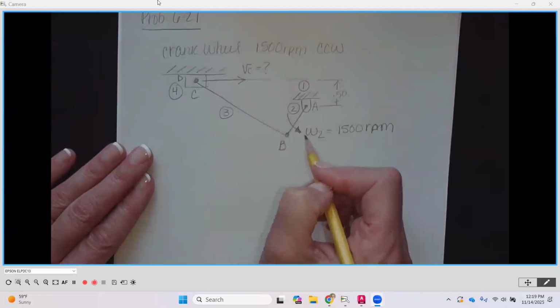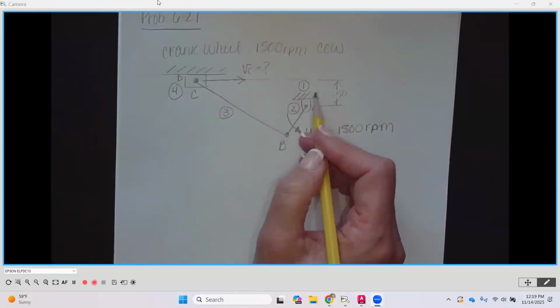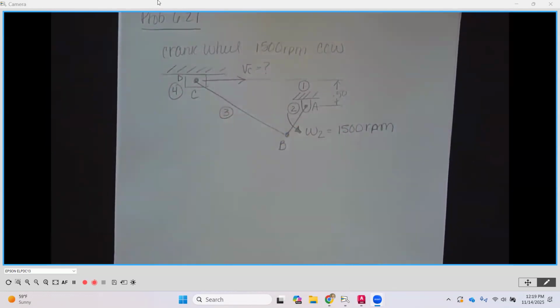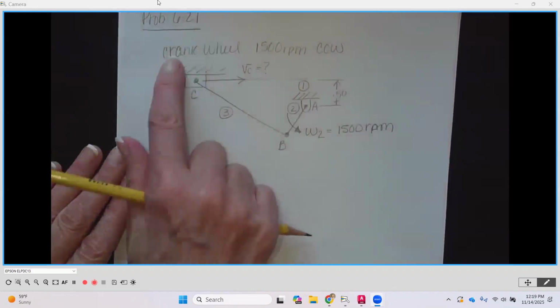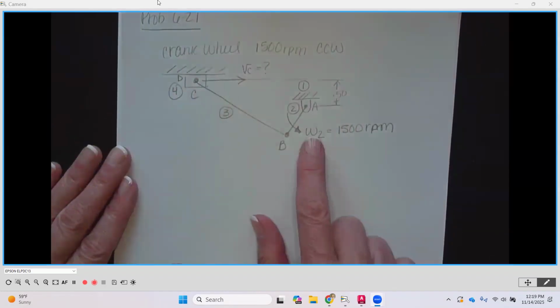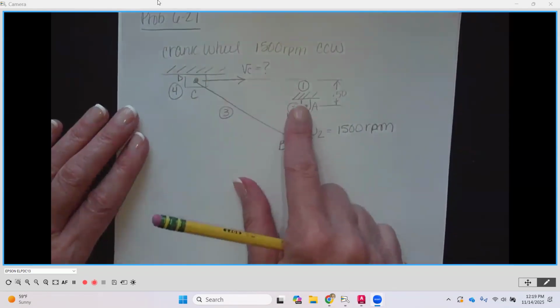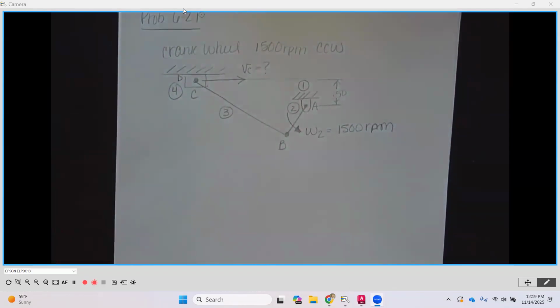As the angular velocity of that crank goes counterclockwise at 1500 RPMs. Okay, so this is what we're ultimately going to do. So let's go ahead and draw our kinematic diagram. We don't need to put W2 in place and we don't need to put VC, but let's get our diagram in place so that we can then use it to continue on in the problem.